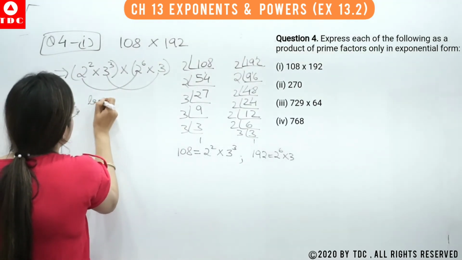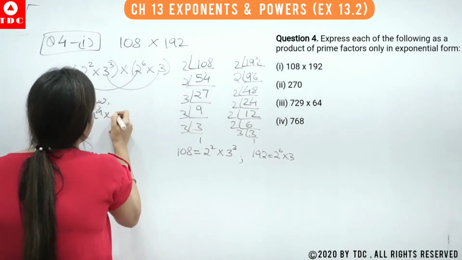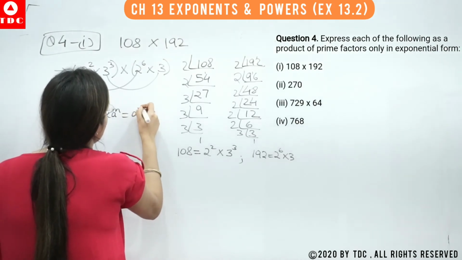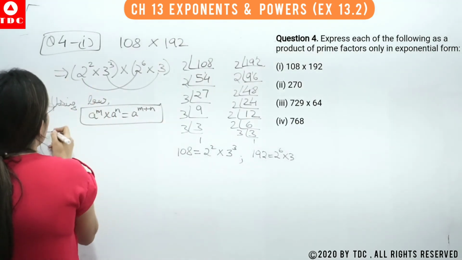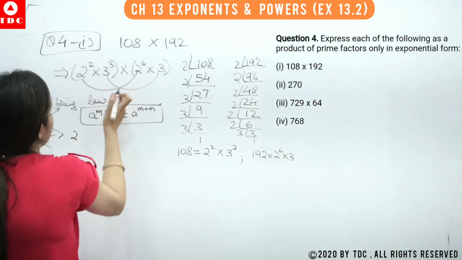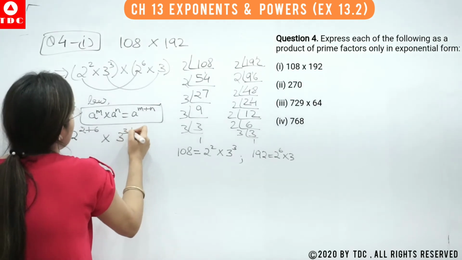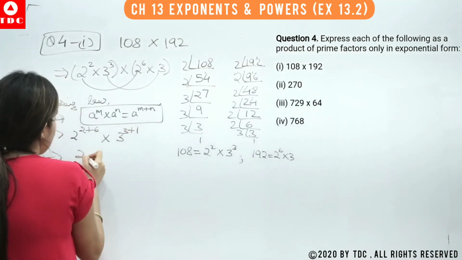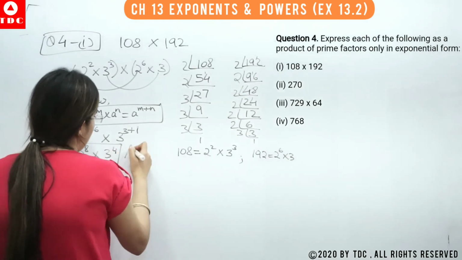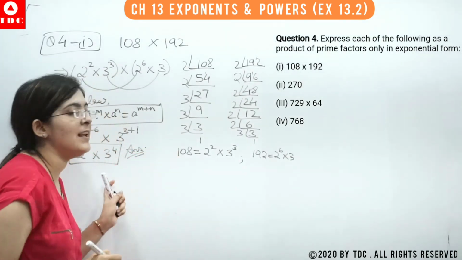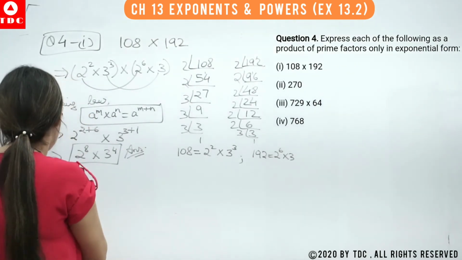Using the law a to the power m into a to the power n gives a to the power m plus n. So what we will get here? 2 to the power 2 plus 6 into 3 to the power 3 plus 1. We will get 2 to the power 8 into 3 to the power 4. This is your final answer. Now what we will get in the second one?